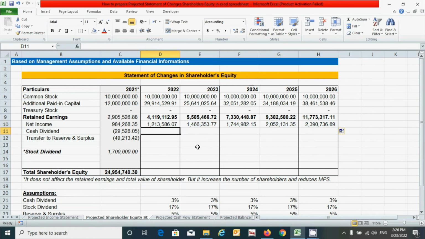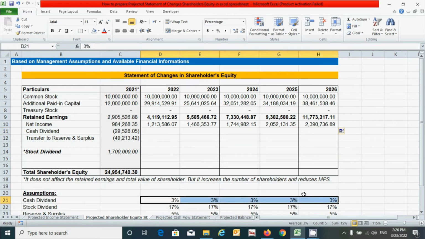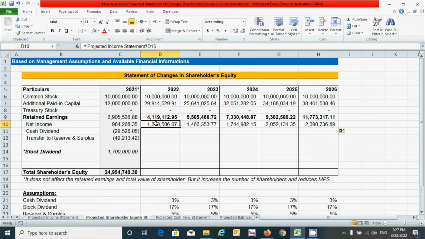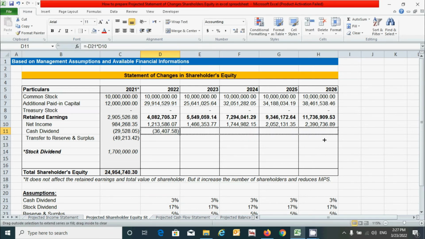Okay, now for cash dividend, it can be simply calculated by using the percentage of cash dividend to the net income, that is this one. So let's calculate it. So click here. Now press the equal to sign, and before I select this, I'm going to put the minus sign here because we will get the value in the negative form. Okay, so now select this one times this one. Now press the enter key. Alright, now click here and drag from here to here.